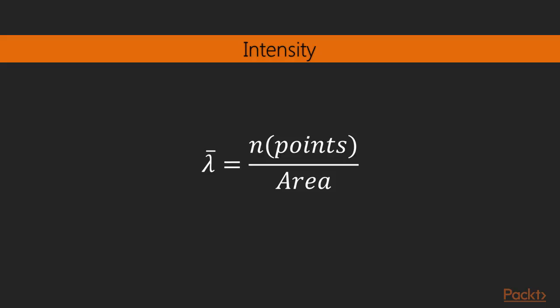The simplest way to assess quantitatively the spatial distribution of our point pattern is by calculating the changes in intensity throughout the study area. Intensity is defined as the number of points per unit area, and if we compute this parameter for small subsets, we may have an idea of which spatial distribution fits our data.